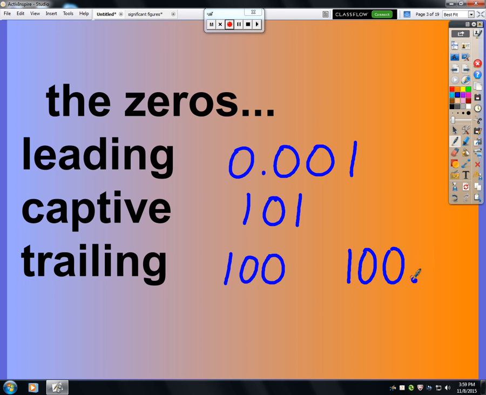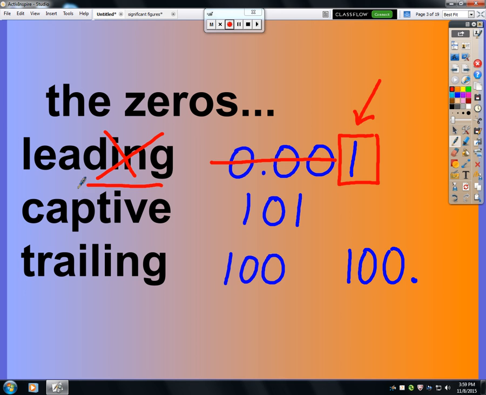Now, what was the deal with the zeros? The zeros in front, leading zeros, never count. So you take your pencil and you put your pencil down and you cross these zeros out. And so therefore, the only number that means something is this one. And therefore, in this number, there's only one significant figure.